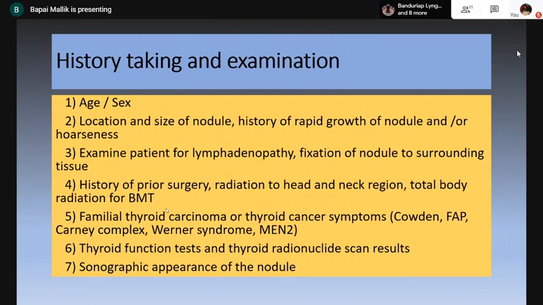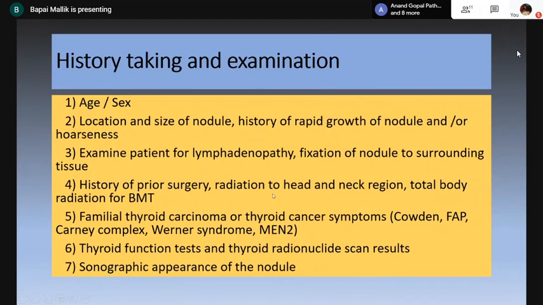The history taking is of crucial importance, and these are some of the aspects as far as the history is concerned. Apart from the age and sex, we should take good note of the location and the size of the nodule. You should ask the patient about any history of rapid growth of the nodule. If there is any history of hoarseness, the patient should be examined for lymphadenopathy. If the mass is palpable, you should find out if it is fixed to the surrounding tissues. A history of prior surgery should be taken.